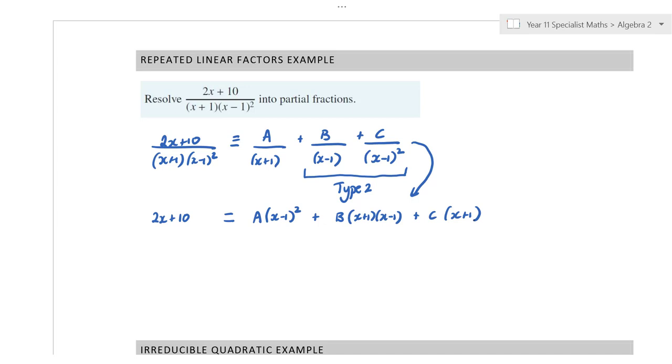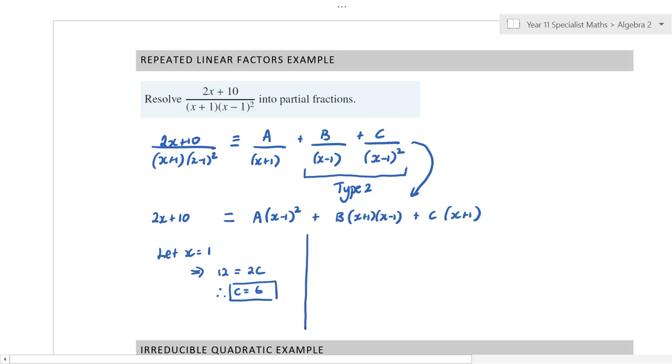Now, what I'm going to do is, of course, for me, I'm going to let x equal 1 for starters. Because, of course, that will cancel out this term. It'll cancel out this term, and all I'm going to be left with is that I can find C straight away. So when I let x equal 1, that's going to give me, on the left-hand side, 12 is equal to 2C. So therefore, C I can find is 6. Okay? Now, I found C.